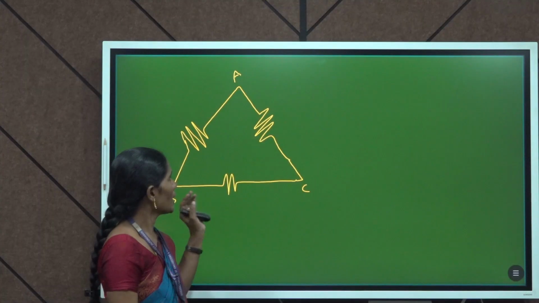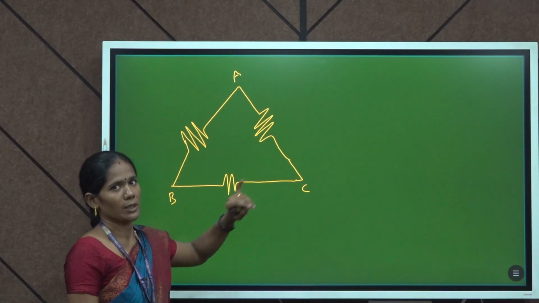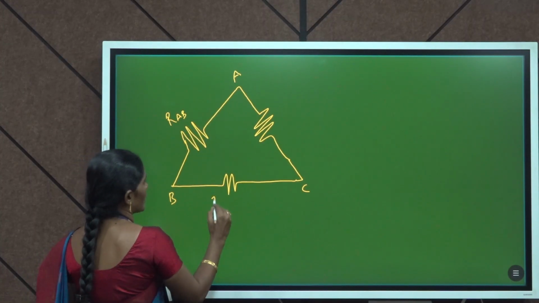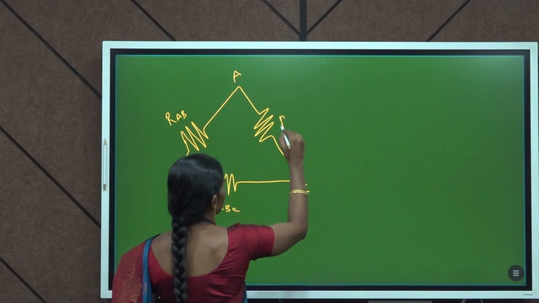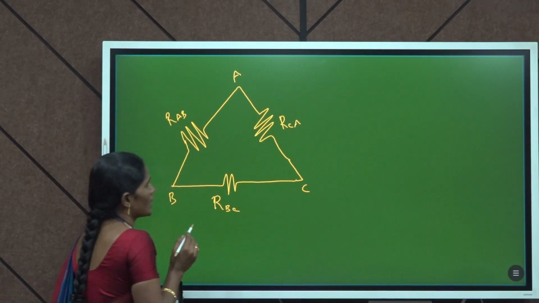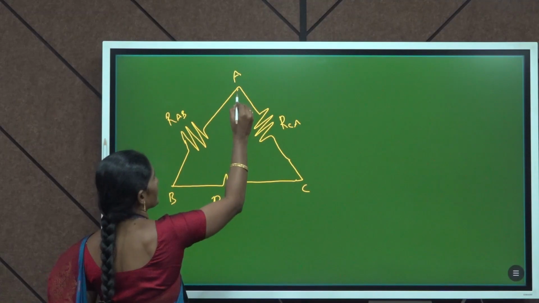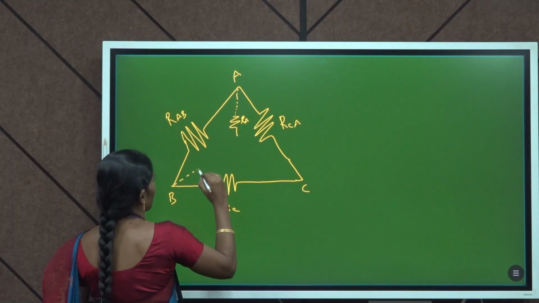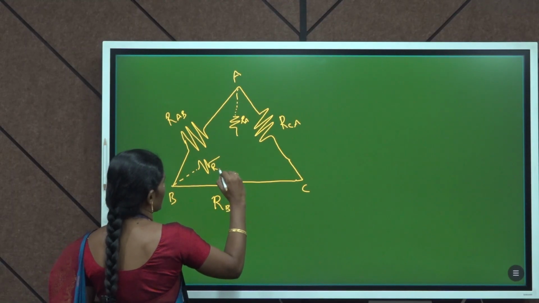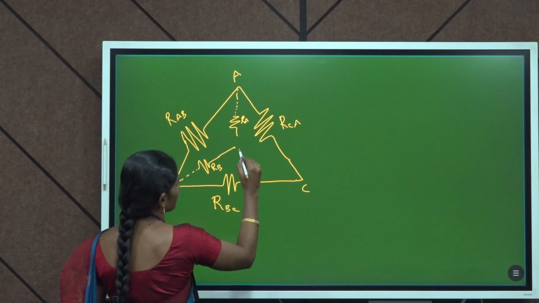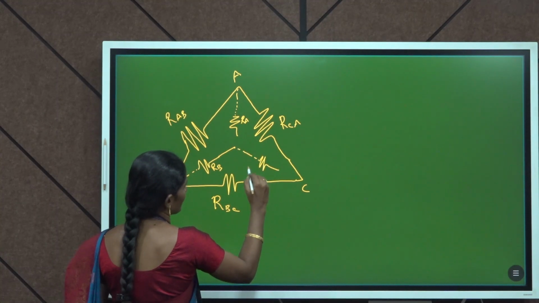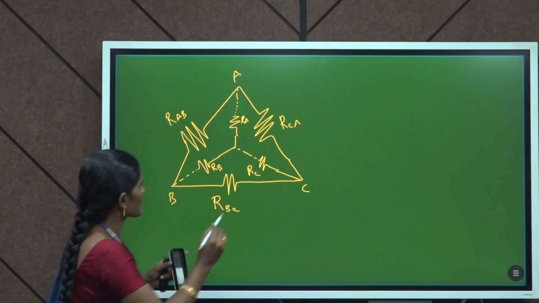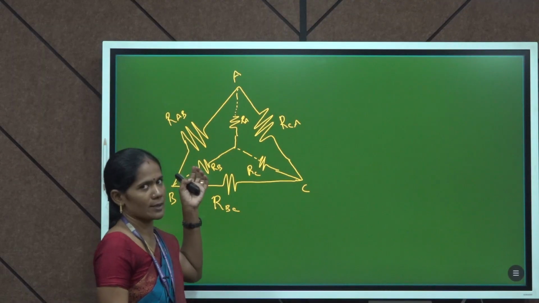Now we can see how to convert a delta network into a star network. The delta resistances are named RAB, RBC and RCA. We can find the star resistances, named RA, RB as well as RC. How can we find the star resistances? By using the delta resistances.